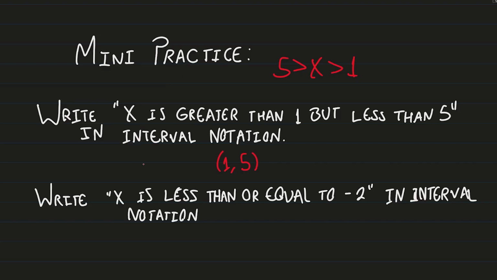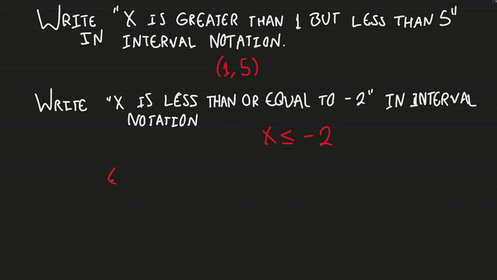Next, we're asked to write x is less than or equal to -2 in interval notation. So we know x is less than or equal to -2. Let's think about that on a number line. On a number line, we would have -2 somewhere right here, and we're talking about all values to the left of -2, with -2 included. Because x is less than -2, we're going to the left. If this goes to the left forever and ever, this will go to -infinity.